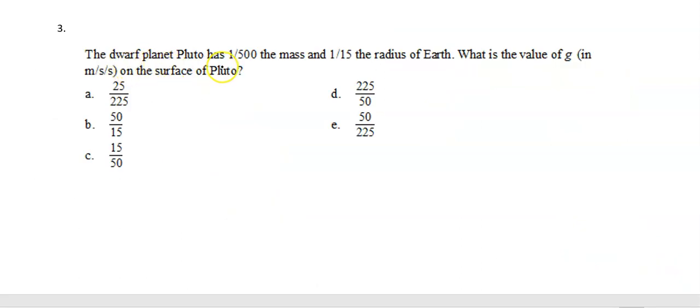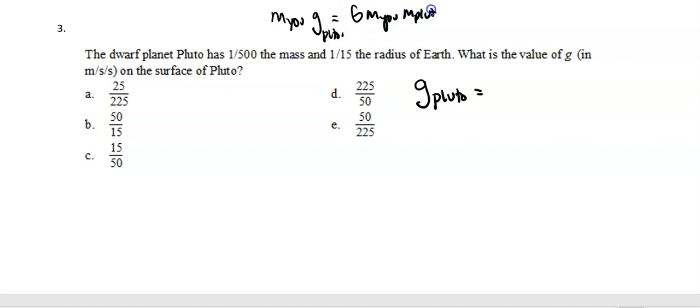So we have the dwarf planet Pluto, which has 1/500th the mass and 1/15th the radius of Earth. So we want the value of g on the surface of Pluto. So we'll essentially use that same acceleration due to gravity equation. And again, we could derive it too. Just imagine there's someone on there, using our FG equation. Again, I could say mass of you times g on Pluto is going to be G times mass of you times mass of Pluto over radius of Pluto squared. Again, that's assuming you're standing on the surface of Pluto.